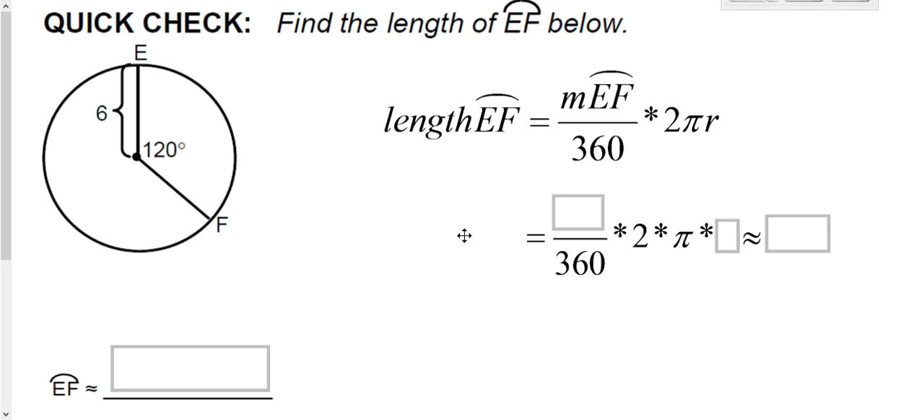Well, hopefully you paused it, and we'll check your answer here now. So we can see from this picture the central angle is 120, and so the arc is also 120 degrees. We put that up here, the measure of arc EF, 120 divided by 360, the whole circle, times the circumference, 2 times pi times the radius, which is 6 right here. Put that all in our calculator, we get approximately 12.6 rounded to the nearest tenth.